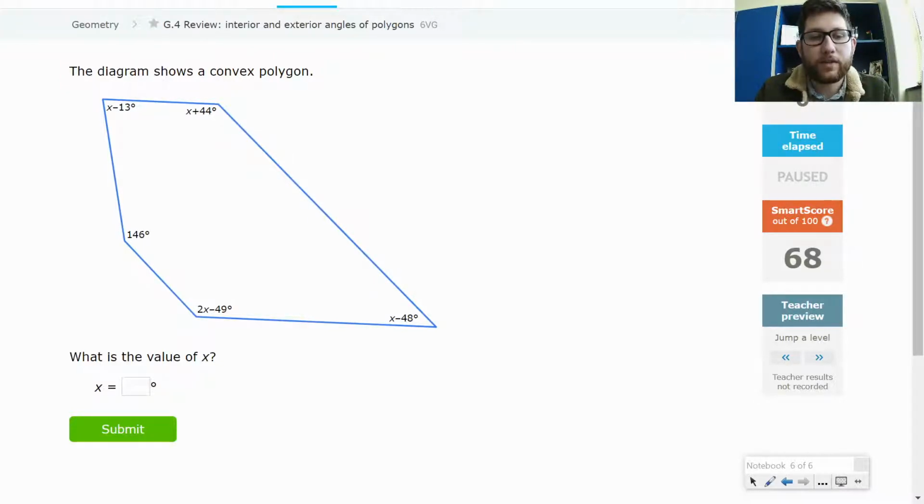As always, I don't want you to spend all of your time struggling on problems like these. If you really get to a place where you're stuck, please reach out for help rather than spending hours and hours dealing with these types of problems. All right, so that's a review of IXL G.4, and it's a review of our interior and exterior formulas for polygons.